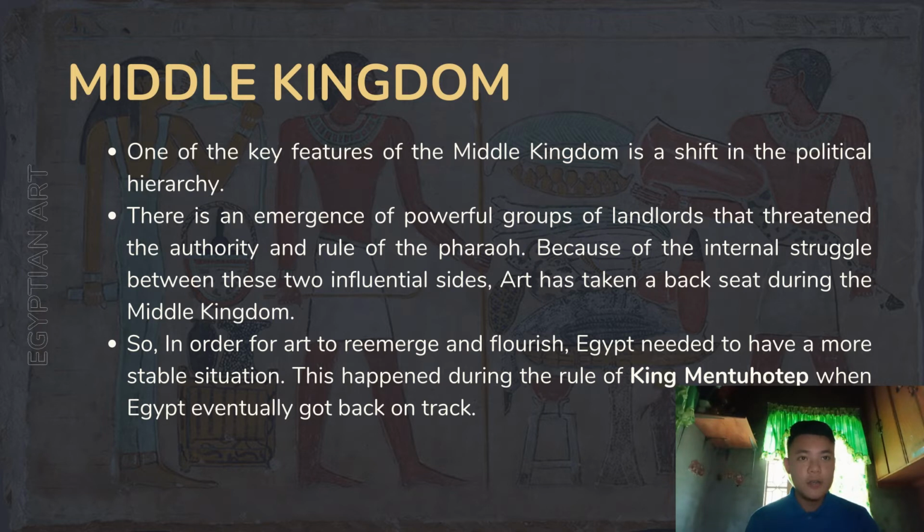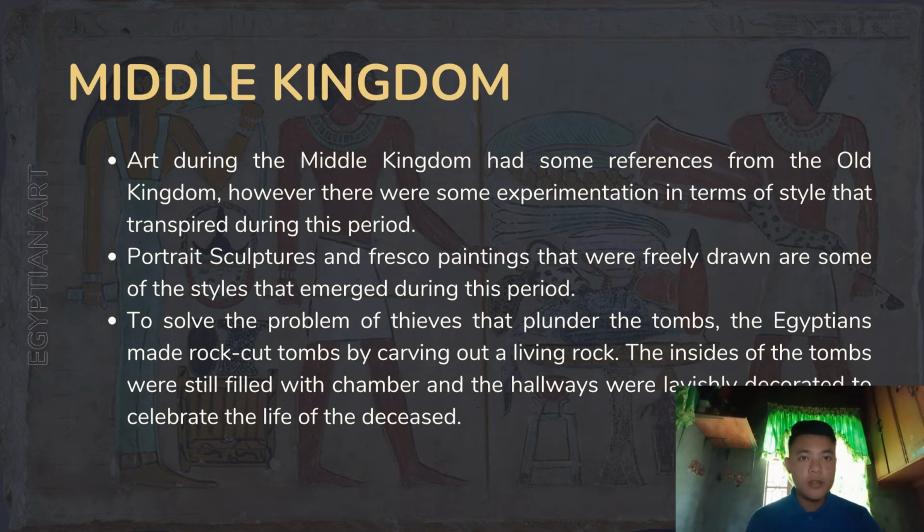This happened during the rule of King Mentuhotep when Egypt eventually got back on track. Art during the Middle Kingdom had some reference from the Old Kingdom. However, there was some experimentation in terms of style that transpired during this period. Portrait sculptures and freely drawn fresco paintings are some of the styles that emerged during this period.